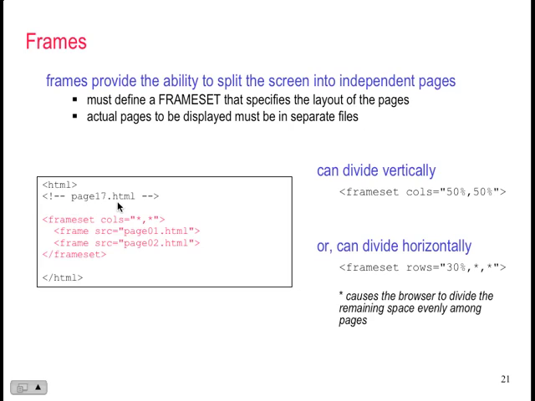So in particular, page number 17 is going to have two pages. We're going to have a source page 1 and a source page 2. So inside the frames we're loading the HTML documents. We could have very easily put in websites. We could have put in HTTP references and loaded in websites or something. We could divide it vertically or horizontally, or we could do both.